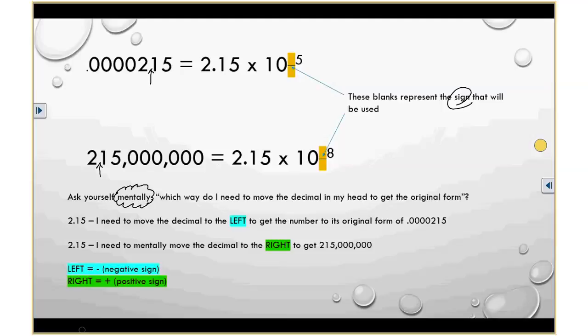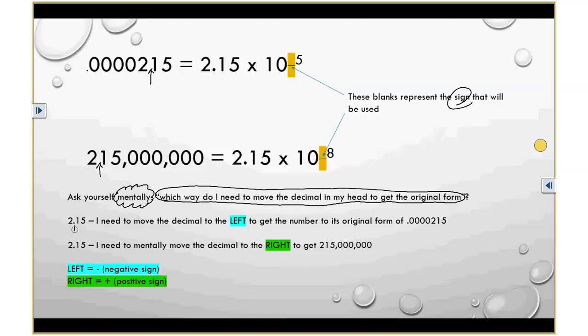Do I say move the decimal, or do I say ask yourself mentally? Ask yourself mentally. Here's the question. Which way do I need to move the decimal in my head to get the original form? This is the original form because it's what we started with. So, in the first one, I didn't realize I had the same number here until after I did the PowerPoint. That's all. 2.15 on the first one up there at the top. I need to move the decimal right here.